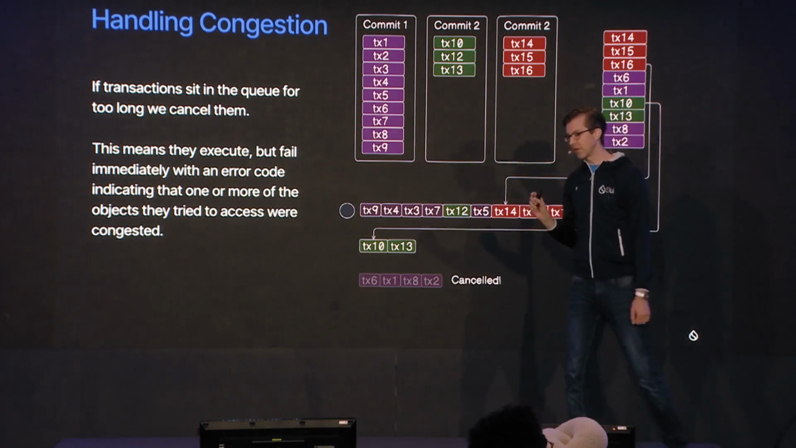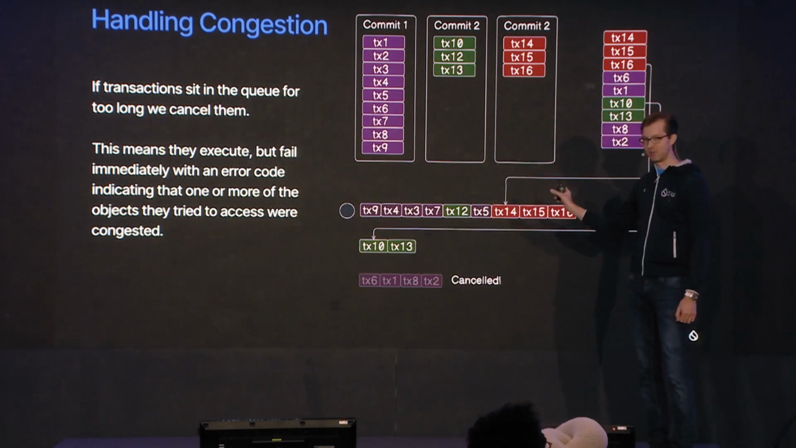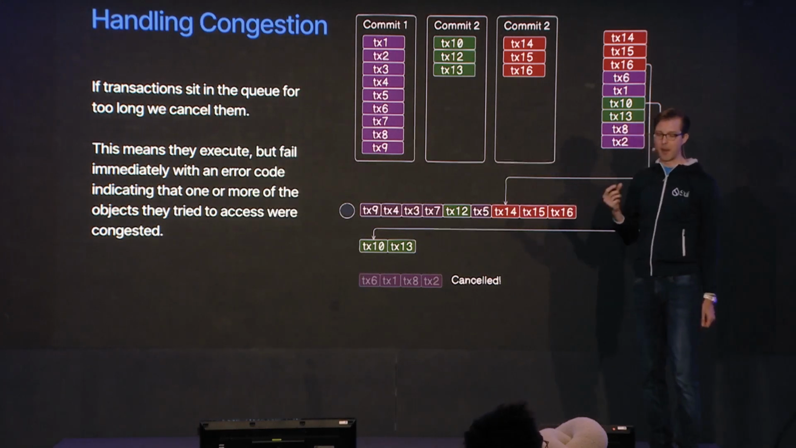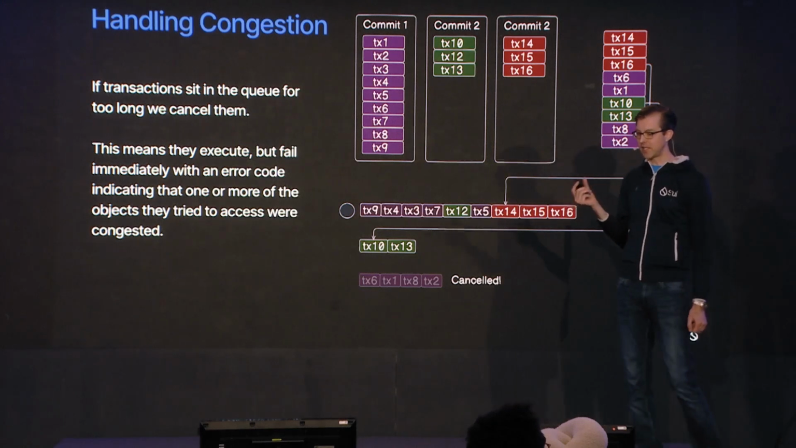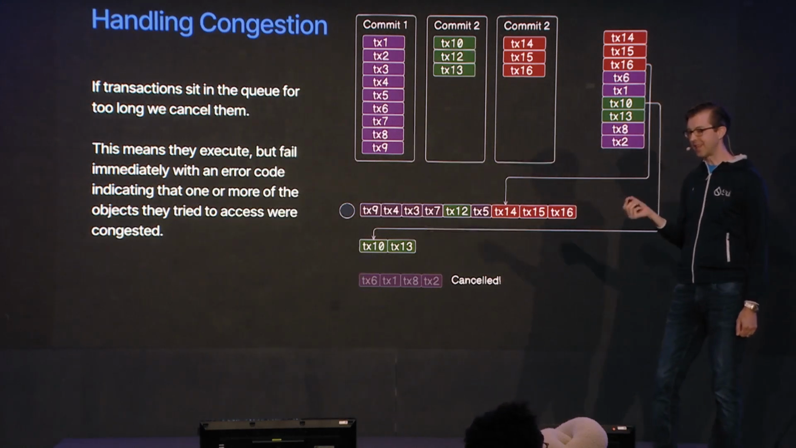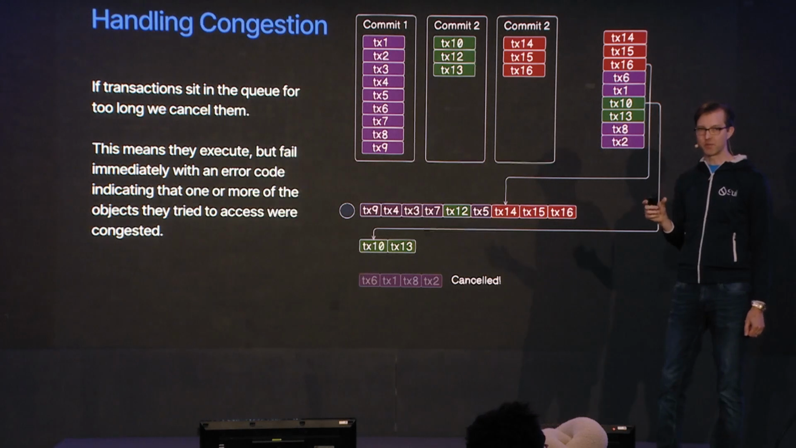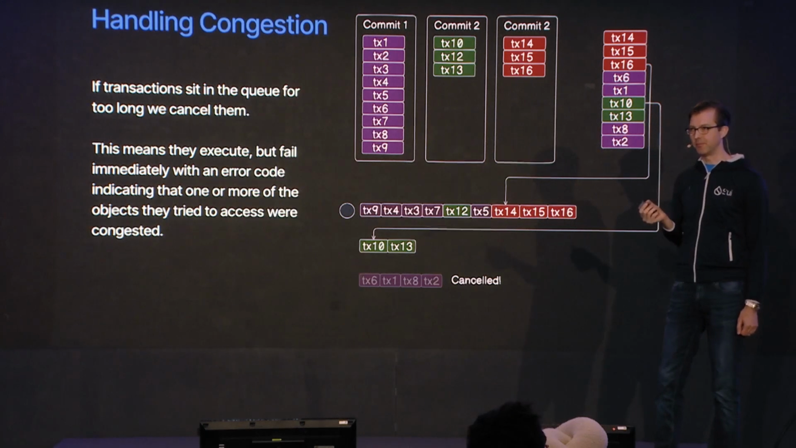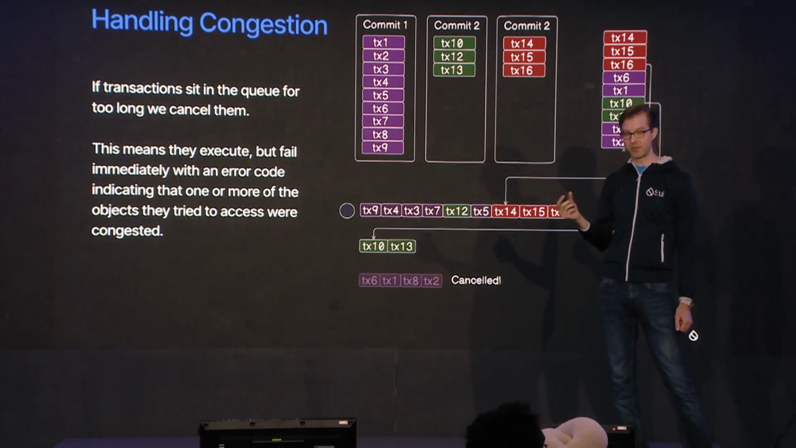One thing I want to stress here is that I'm using very small numbers of transactions so that things can fit on a slide. But in reality, today, for things like swaps, we can probably handle hundreds of transactions per second on a single shared object, and we have a lot of plans to optimize that.